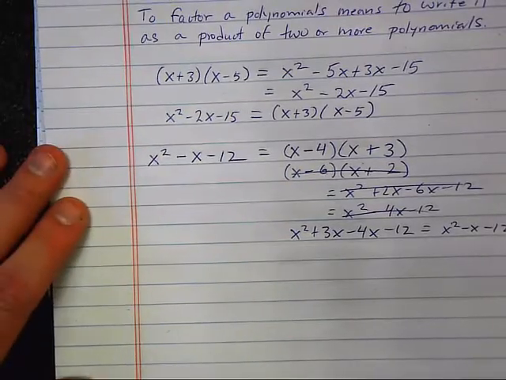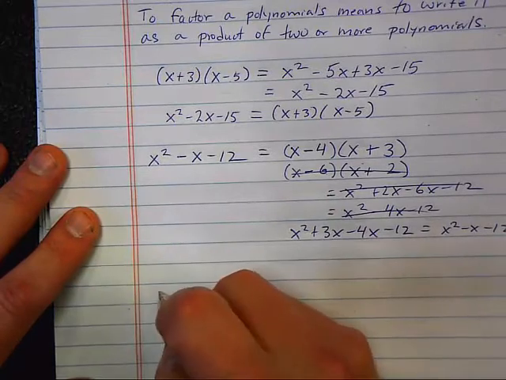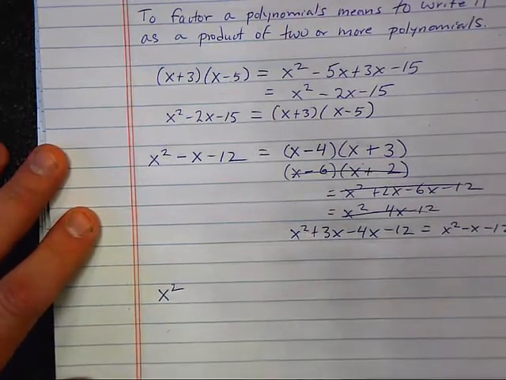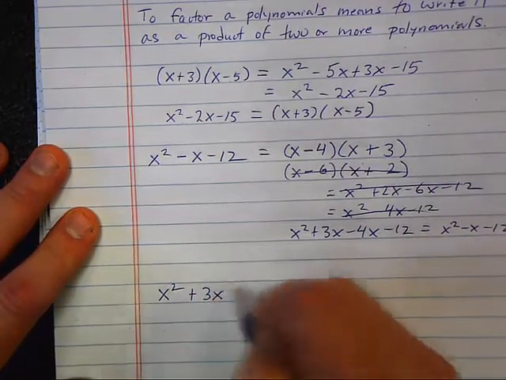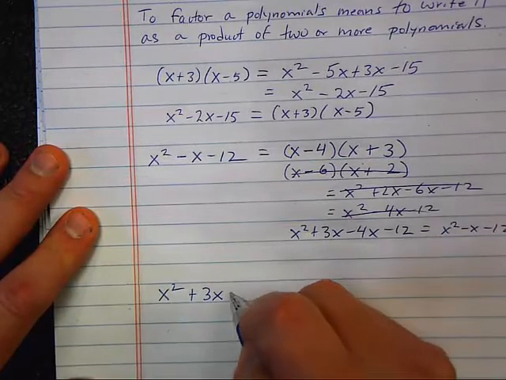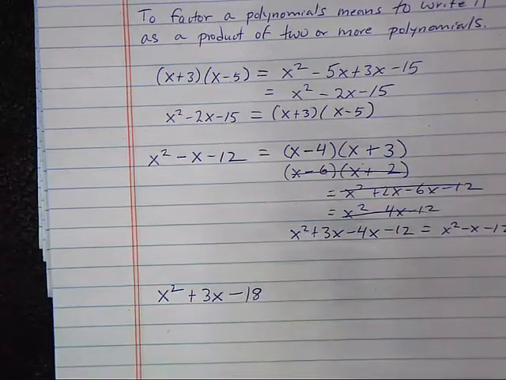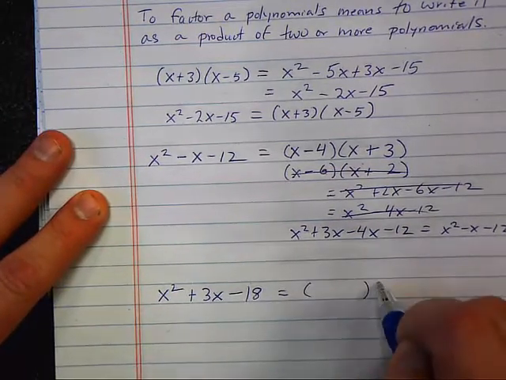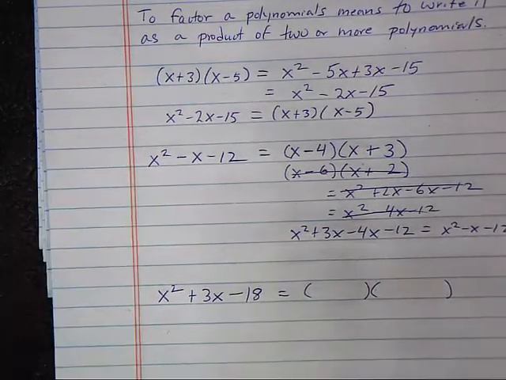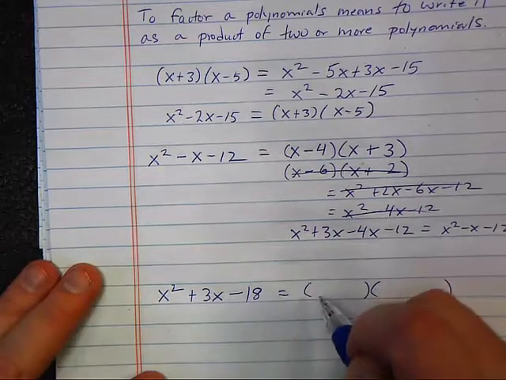All right, let's try another one. How about x squared plus 3x minus 18. Again, what I notice there is I'm starting with a trinomial, 3 pieces. If I start with a trinomial, the vast majority of the time, it's going to factor as 2 binomials. How can I get the x squared in front? Got to be x and x.